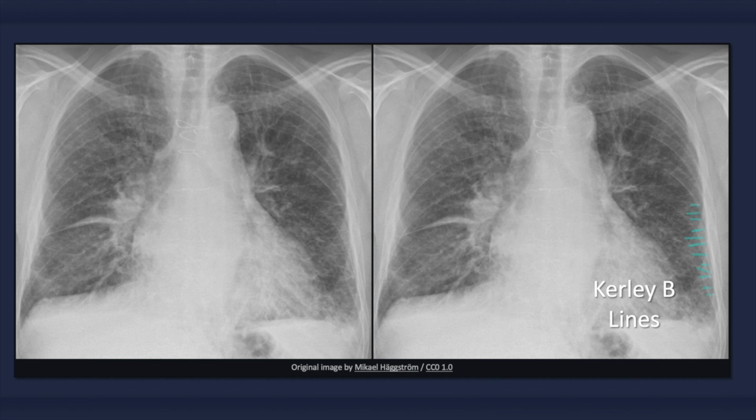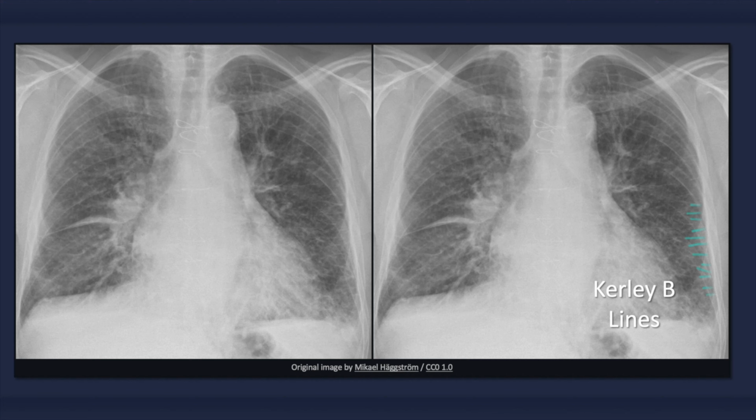When viewed close up, they can be seen to extend perpendicularly inwards from the pleura and are up to 3 cm in length. These opacities can also be seen head-on, in which case they are referred to as curly C-lines, or radiating outward from the hila, in which case they are called curly A-lines.